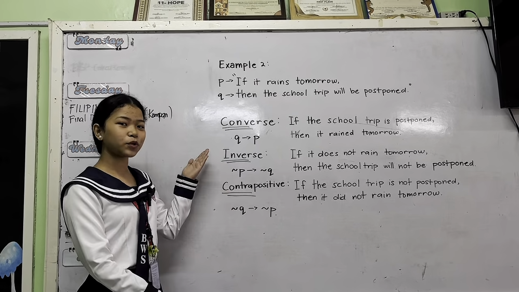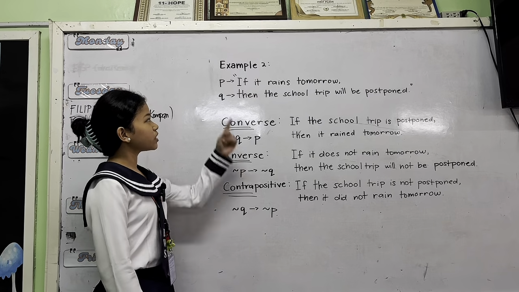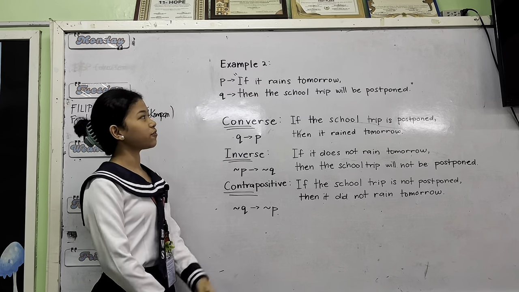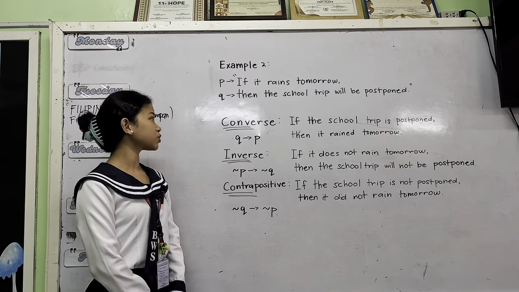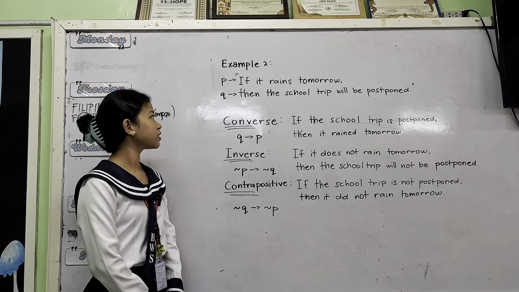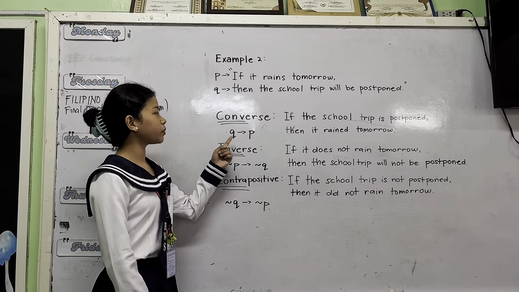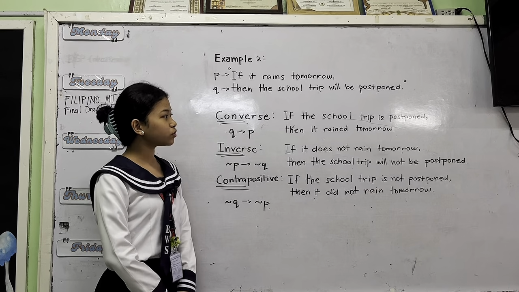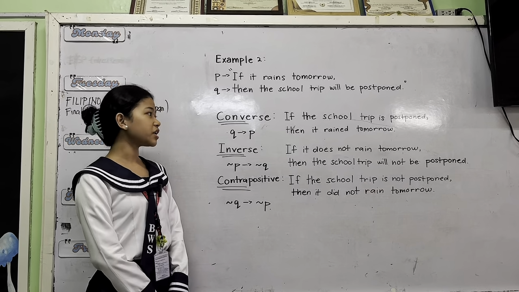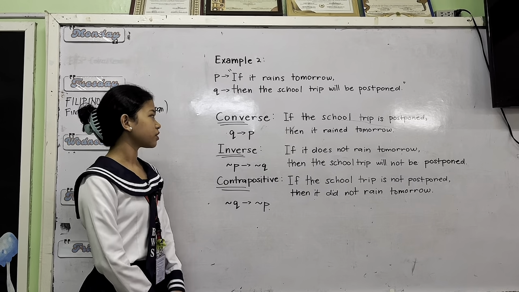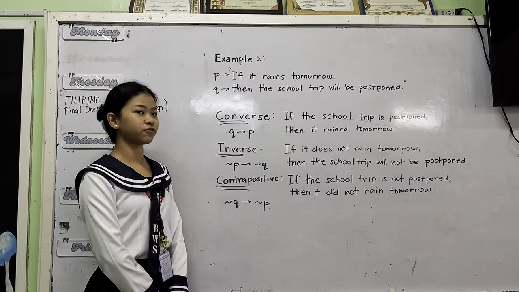So here's example number 2. This is our conditional: if it rains tomorrow, then the school trip will be postponed. Let's proceed with the converse, where Q implies P: if the school trip is postponed, then it rained tomorrow. That is the statement for the converse.